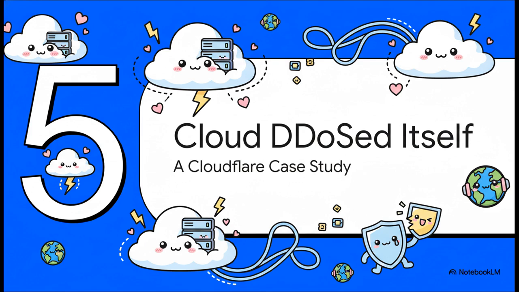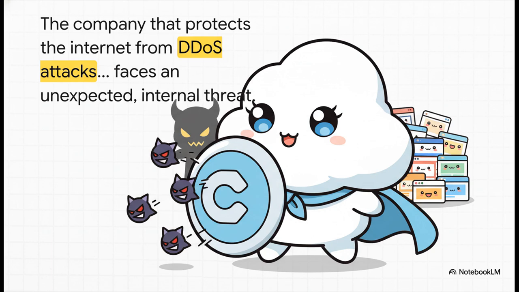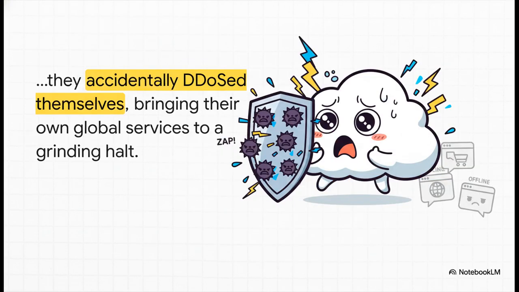Now, you might be thinking, okay, this is some theoretical stuff. It probably only affects smaller apps. Well, let me tell you what happened when this exact same dynamic played out at one of the biggest, most important infrastructure companies on the entire planet. This is a true story. Imagine the company whose entire reason for existing is to protect a huge chunk of the internet from getting overwhelmed by traffic. And then imagine they accidentally point all of that firepower at themselves, bringing their own services to a screeching halt. That is exactly what happened at Cloudflare.